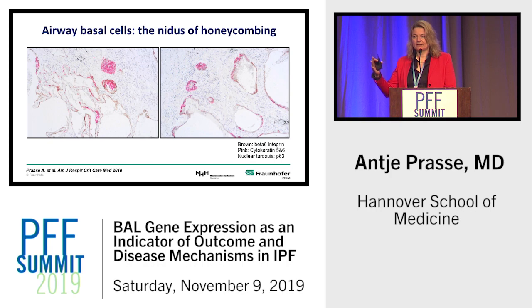And these clusters of basal cells appear to become hollow. And out of these hollow-becoming airway basal cell clusters, you have the impression that the honeycomb cyst is evolving. So on the right figure, you see the honeycomb cysts, and they appear to evolve out of these clusters and strands of airway basal cells.